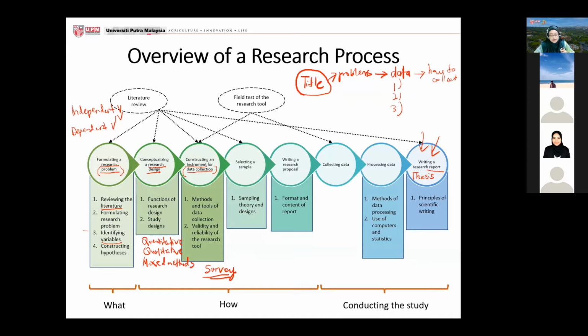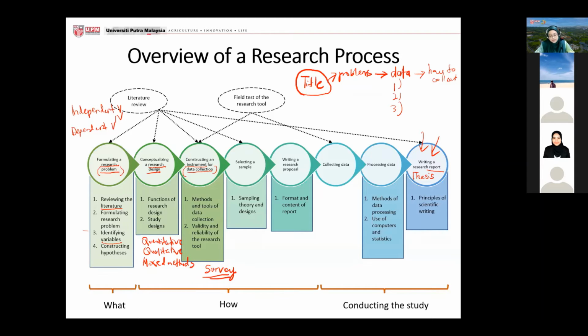But for qualitative, your instrument would be something like interview questions. Or maybe you are observing. You are doing the observation. You go into the field, and you take notes, right? That note is the instrument. So it can be anything.